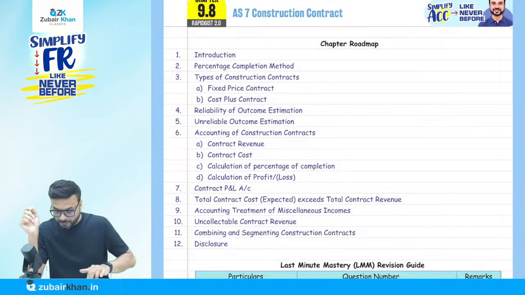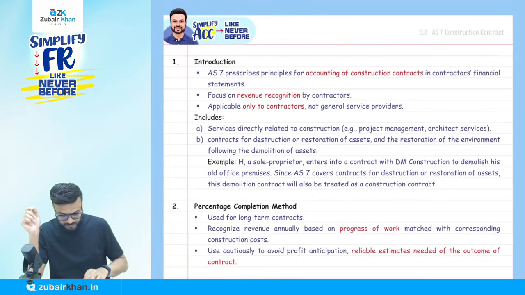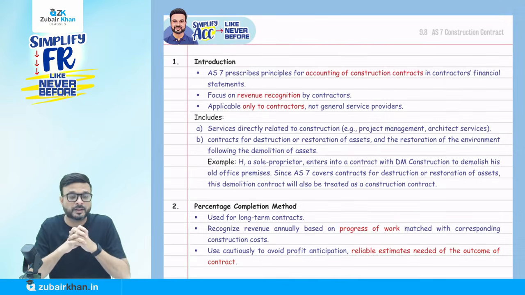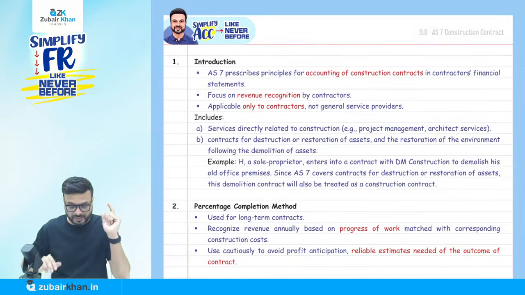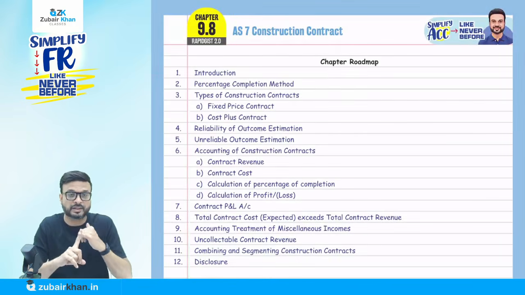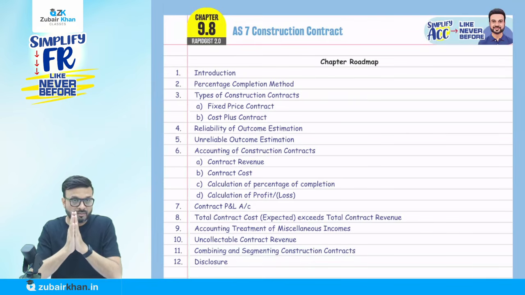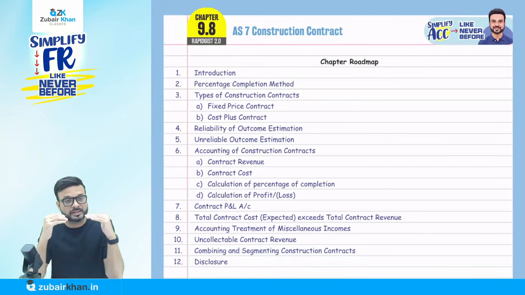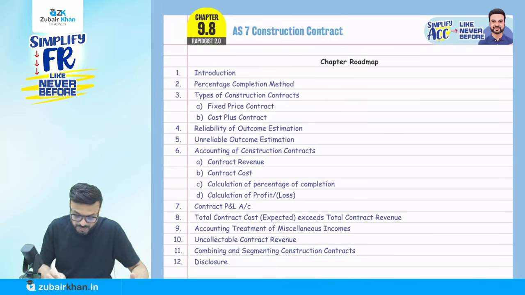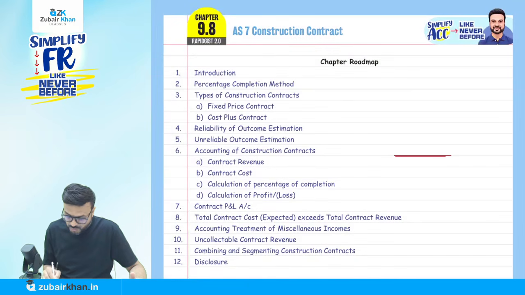Now, before we come to the percentage completion method and accounting, a very important thing: always ask, why is there a need for this accounting standard? Why is there a need for the construction contract standard? The reason is that construction generally takes more than 1 year, a longer period of time. Suppose a contractor is doing the construction of a building.